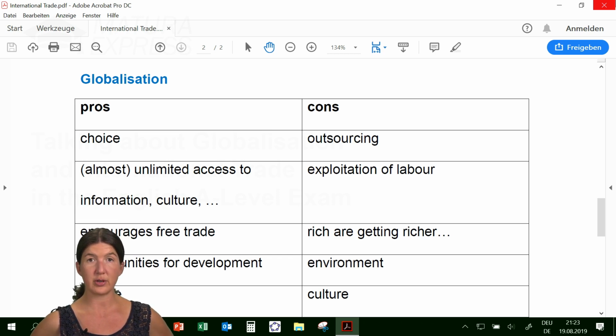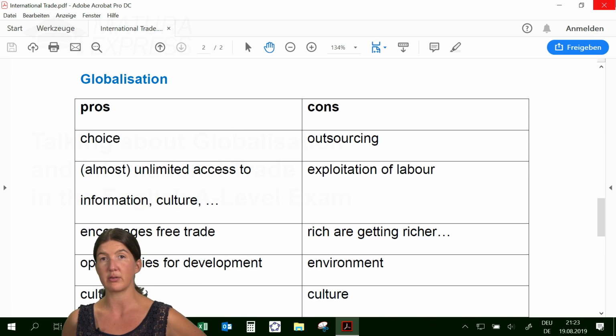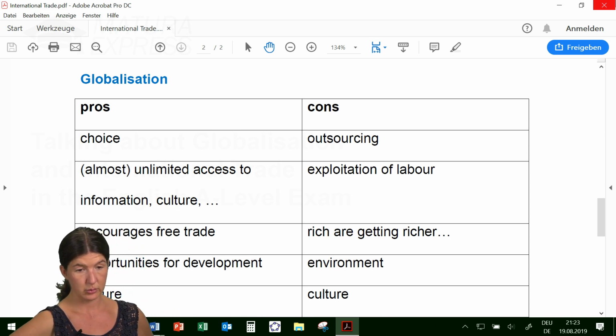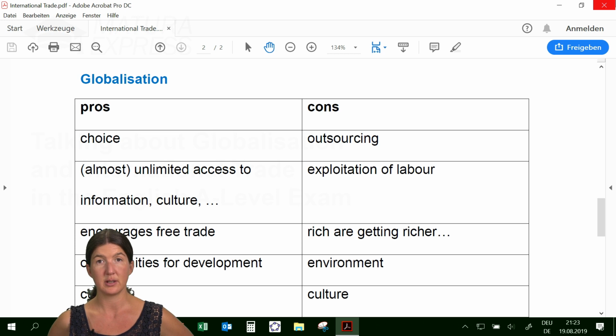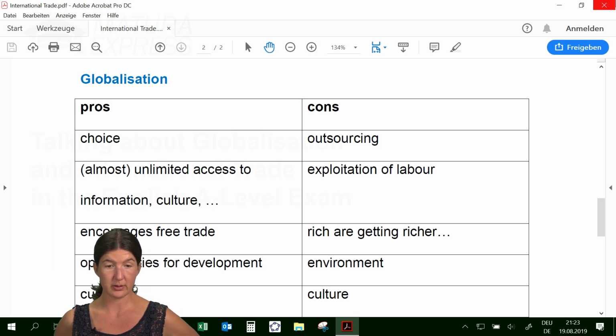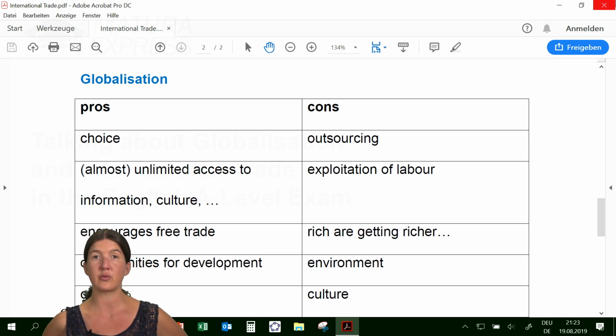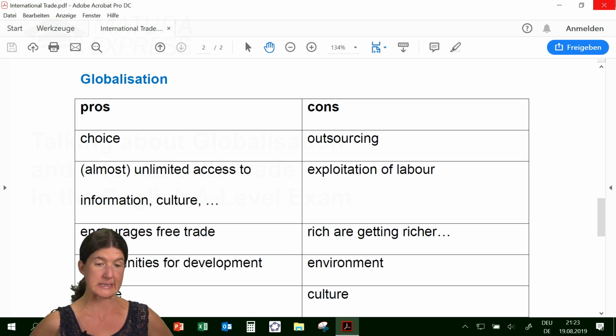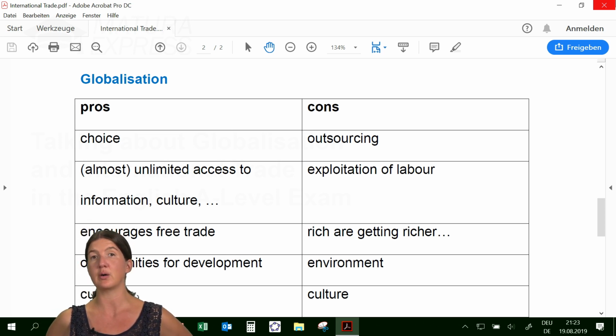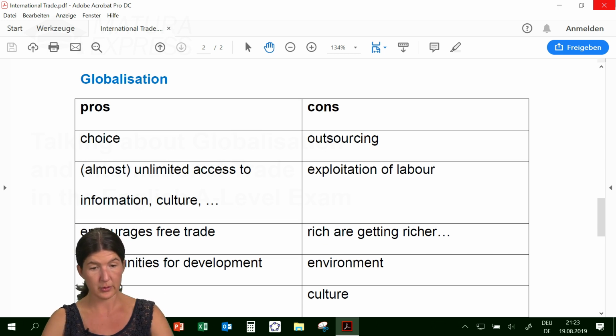Globalization encourages free trade. As I already said, free trade is every country can trade everything and to every other country. You just need to find a customer, basically. Globalization gives you opportunities for development. That means that because of globalization and because of the increased demand for certain products, also smaller countries in Africa, for example, can develop because they are given the machines for farming, they are given the know-how for doing farming in a way that pays off at the end.